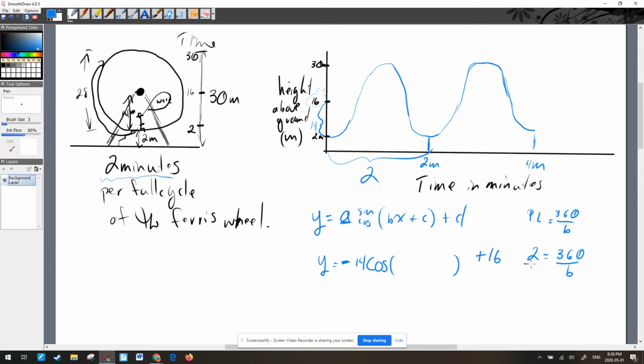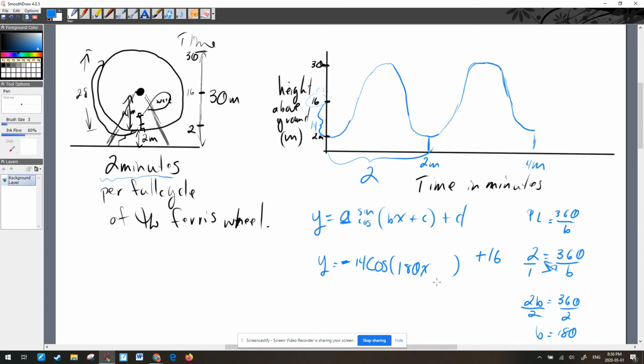Or we could say, I'm going to cross multiply. Multiply up, multiply up. We're going to get 2b is equal to 360 times 1 is 360. Divide by 2, divide by 2. And we're going to get that b is equal to 180, which is weird. Normally 180 was one of the period lengths that we got, but the period length was 2. So we're going to say it's 180x.